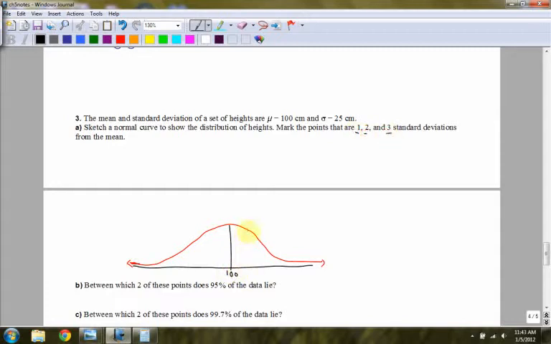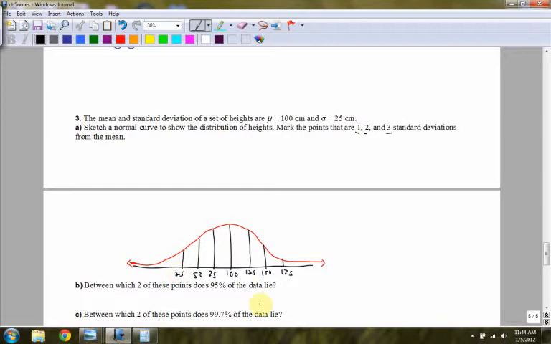So one step this way would be 125, 2 steps would be 150, and 3 steps would be 175. Back in the other direction, you'd have 75, 50, and finally 25.